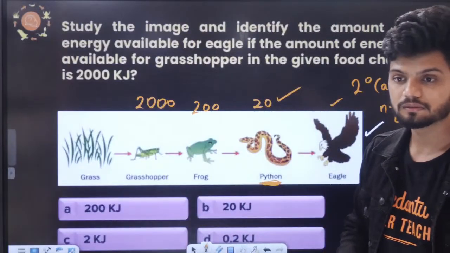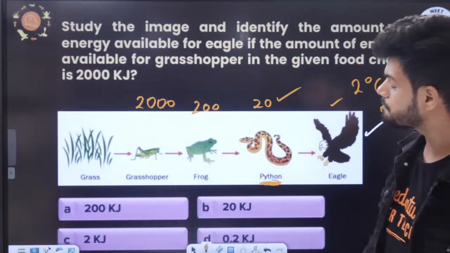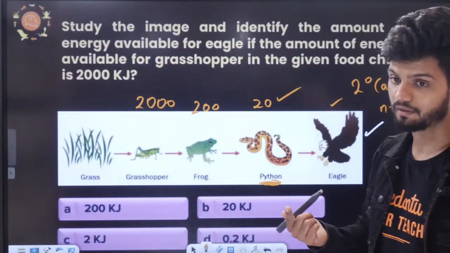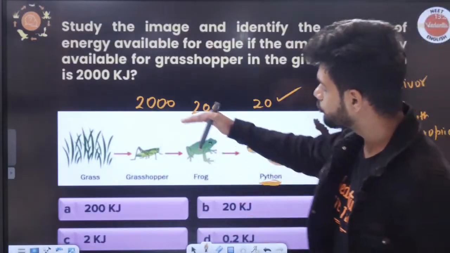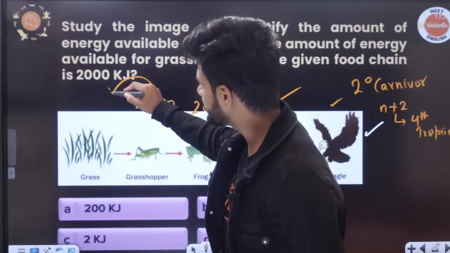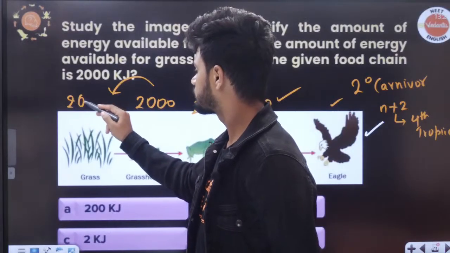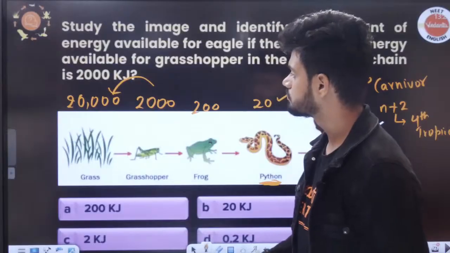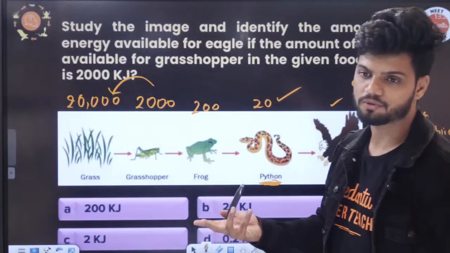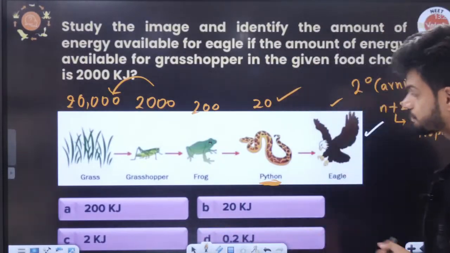producer level? Tell me, students, how much energy is present at the producer level? If I have 2000 here, so here I should have 20,000. Yes or no? 20,000 at the producer level. Understood?